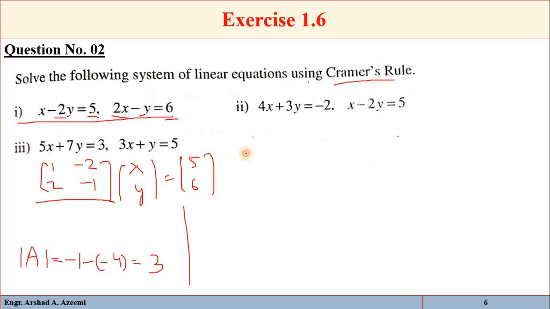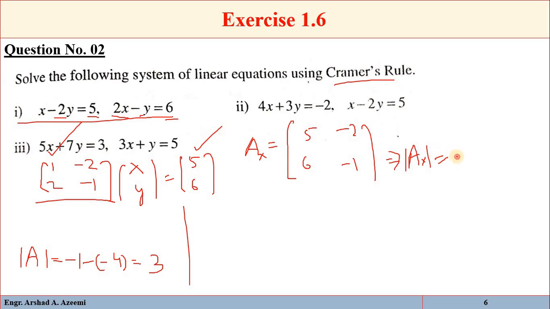Clear? Now just find AX, matrix AX. So matrix AX will be equal to, replace the first column by this B matrix. Okay, so 5, 6, minus 2, minus 1. Okay, now its determinant, determinant of AX will be equal to 5 multiplied by minus 1, that is minus 5, minus 2 multiplied by 6, that is minus 12. So minus 5 plus 12, that will be 7.